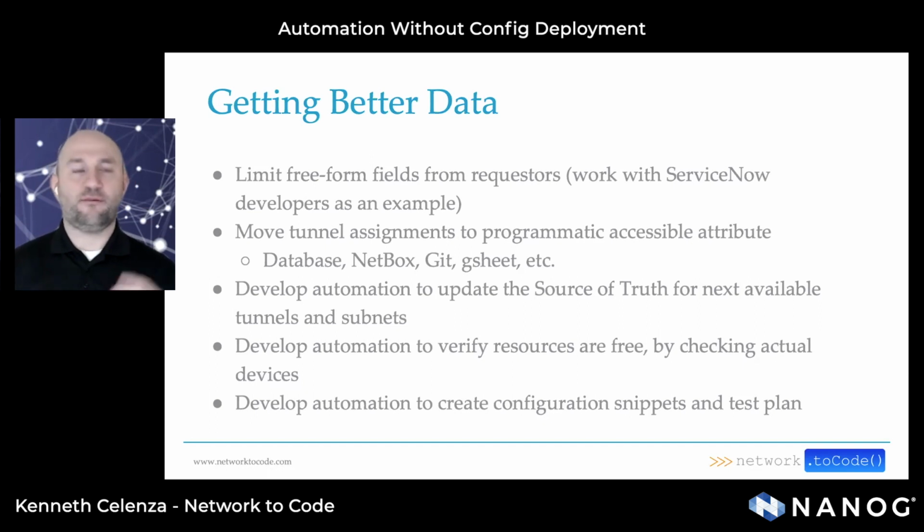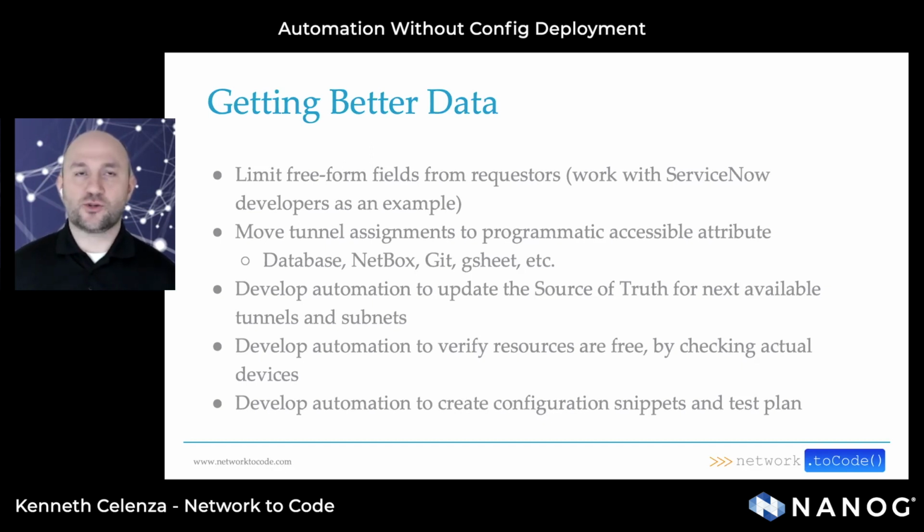One FQDN in one cell, 5 subnets in the next cell, 2 IPs in an Excel, and there's no kind of rigid constraints on there, right? So really start working with your customer, your requesters, and with the ITSM tool or whatever the requesting system is to limit their options and to make sure the data that comes in is qualified. Right? Then start moving your tunnel assignments and whatever next tunnel type capabilities to a programmatically accessible attribute, right? A database, a NetBox, Git, G-Sheet. It doesn't matter as long as you can programmatically read and make updates to this document store or data store, I should say.